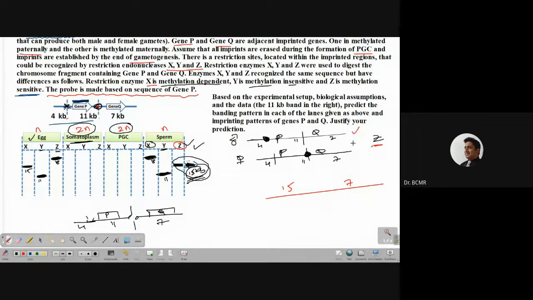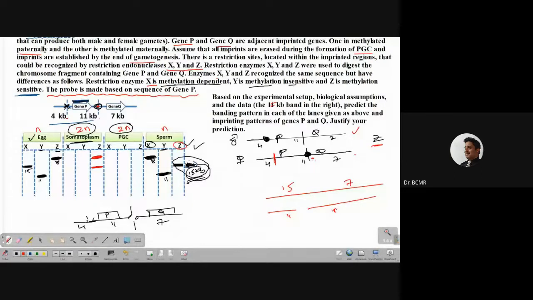This is for one set. What about the bottom one? It will cleave for the maternal allele. It will cleave in this location, but not here because that region is methylated. So what will you get then? 4 and 18. So what you will be able to visualize is a 15 kb fragment and also 18 kb fragment.